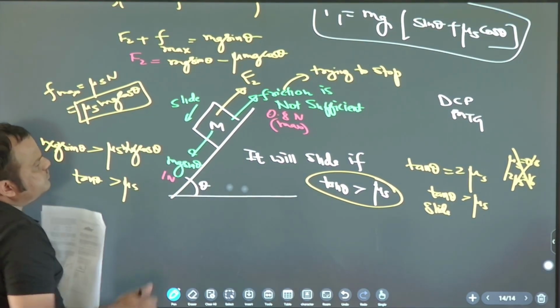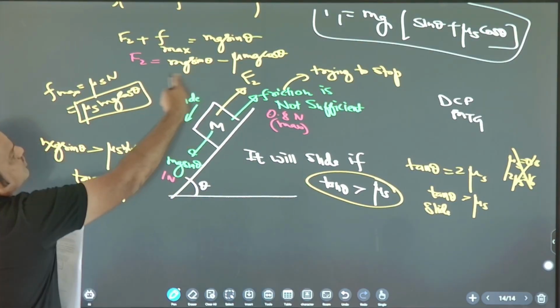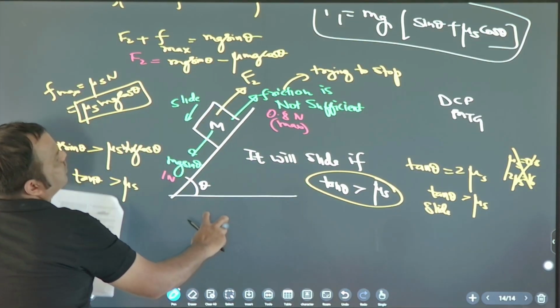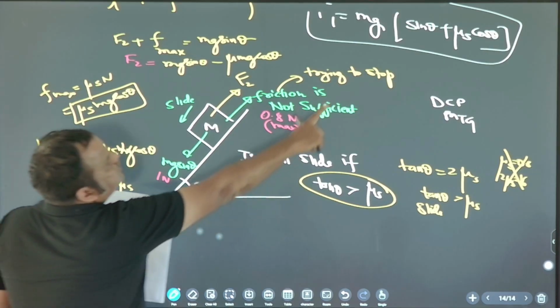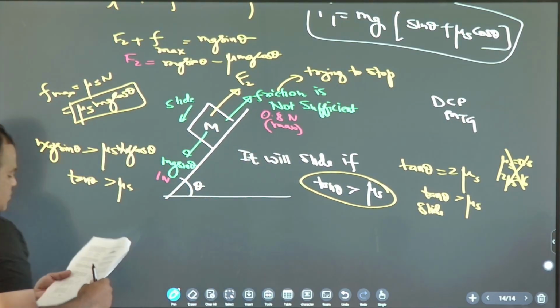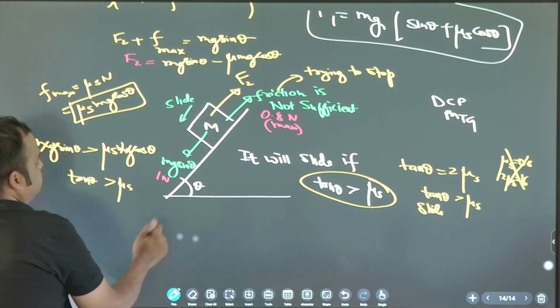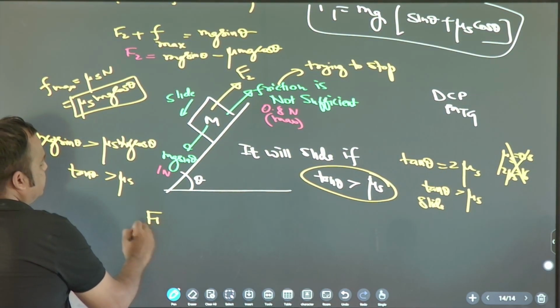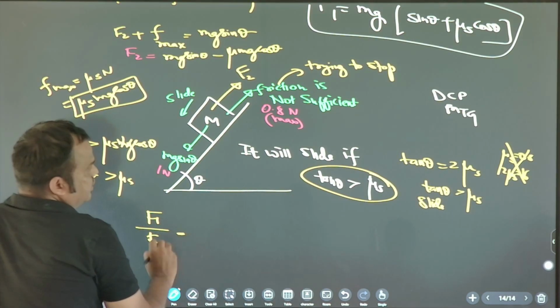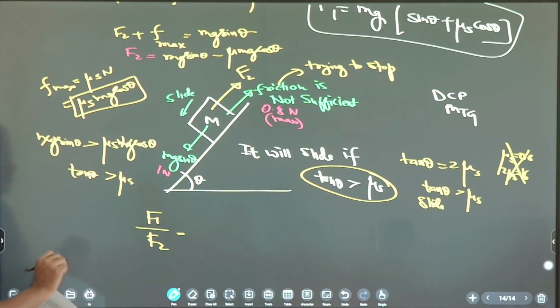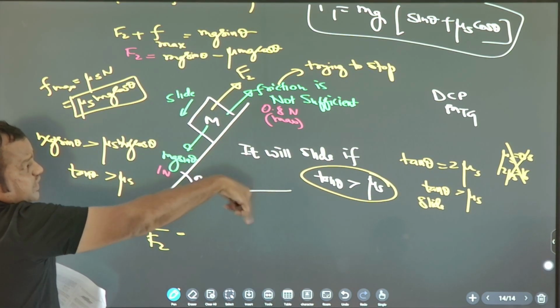So what is the answer for F2? This is F2, and that is F1. Now what is the question? You have to find F1 by F2. Okay, calculate F1 by F2. Do it. Solve slowly, no problem. We have time. Don't solve fast. Understand each step.